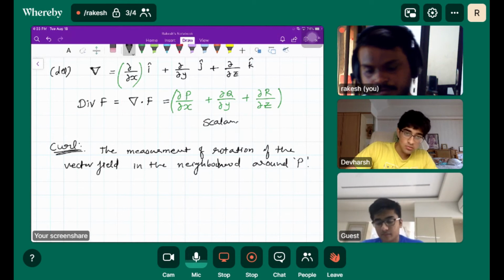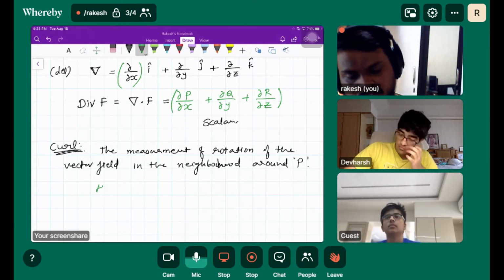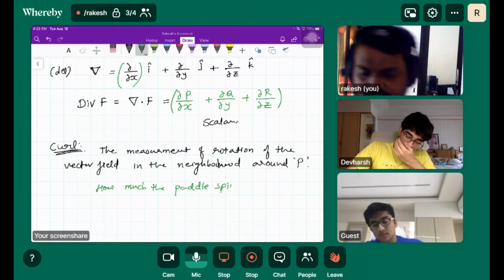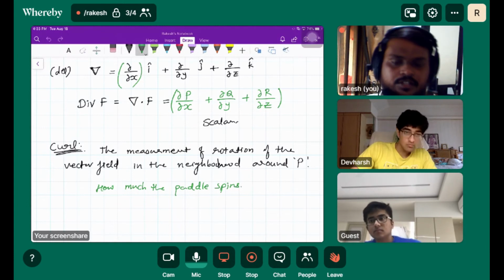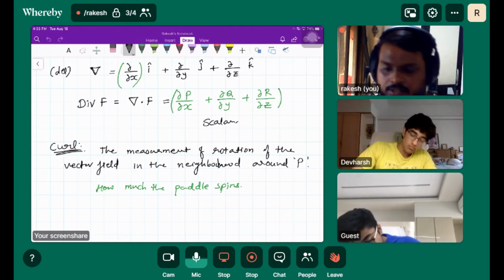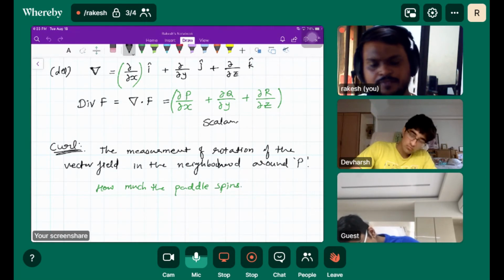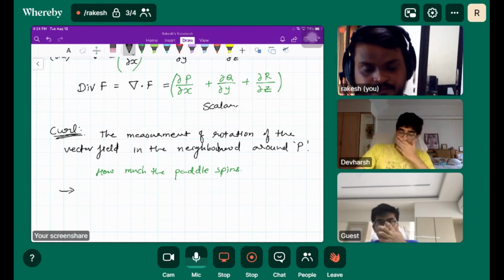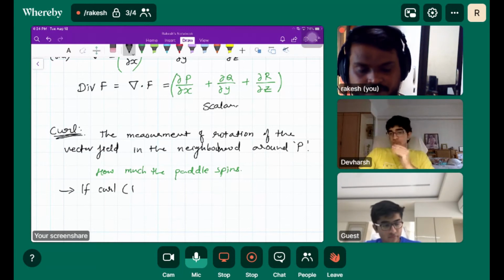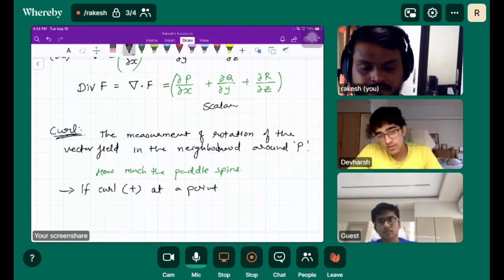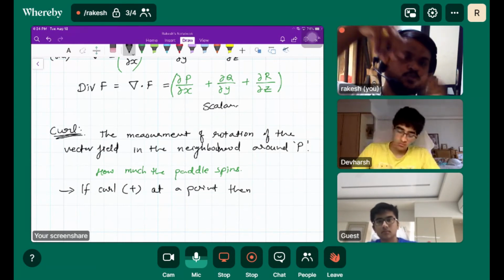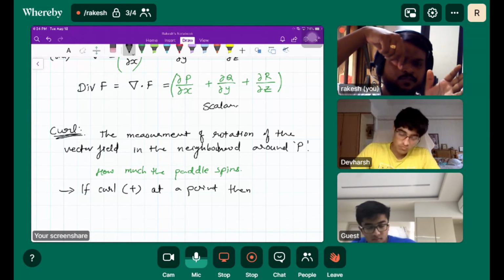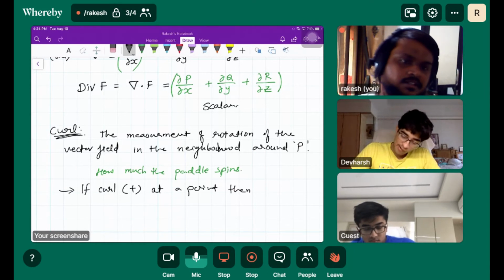Okay, so that measures how much the paddle spins. It is based on the measurement called curl. We have three types of curl, again based on the measurement. If curl is positive at a point, the rotation is anti-clockwise. Since the motion is angular motion, if the motion is in the anti-clockwise direction, then we consider that positive curl.